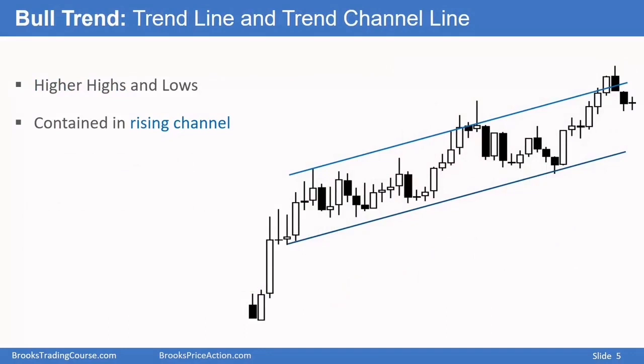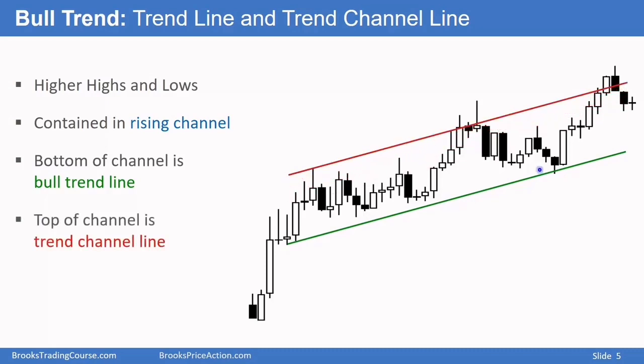I said that a bull trend has higher highs and higher lows, and it's contained within a rising channel. The bottom line is the trend line, the bull trend line, and the top line is the trend channel line. Some people refer to both as trend lines. So some people say this is the bottom trend line, that's the top trend line of the channel. I usually refer to the upper line as the trend channel line.